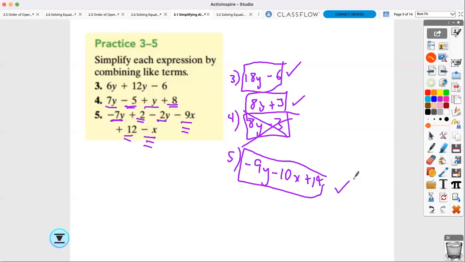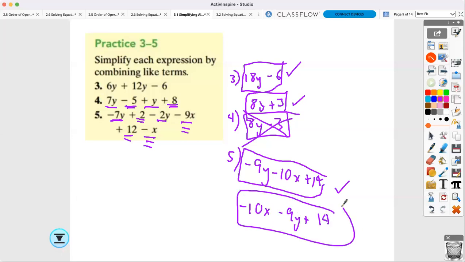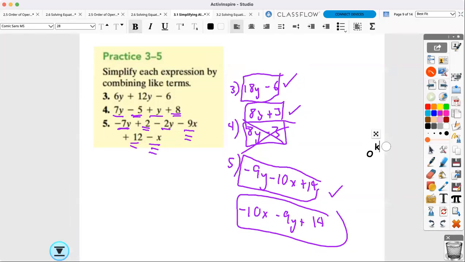Any questions on how we got number 5, guys? Any questions? Now, another way to have written number 5 is you could have put negative 10x minus 9y plus 14. And they mean the same thing. All right, let's move on. Next slide.